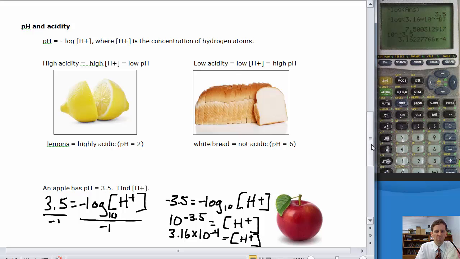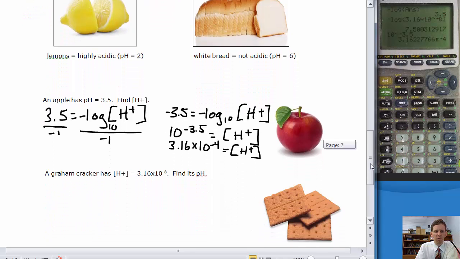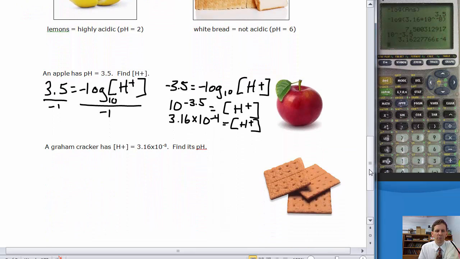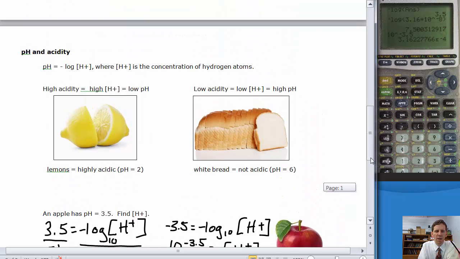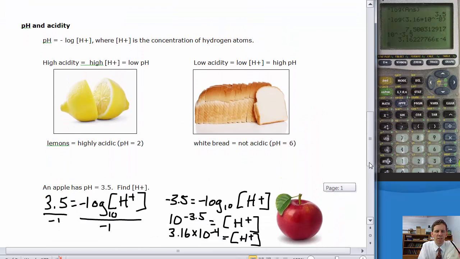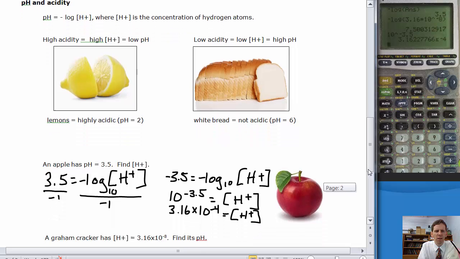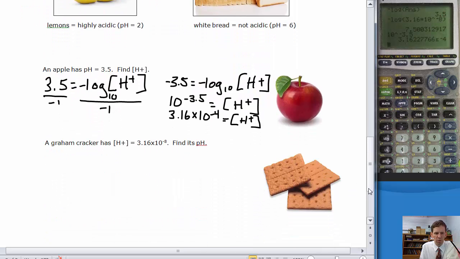The next problem is a little bit easier to solve. In this problem, we have a graham cracker. I'm given the hydrogen amount, 3.16 times 10 to the -8. We're going to solve for the pH value. So again, we're going to refer to our formula for pH, which is at the top of this page here. It says pH equals the negative log of H+. So pH, which we don't know, is equal to the negative log of 3.16 times 10 to the -8th power.